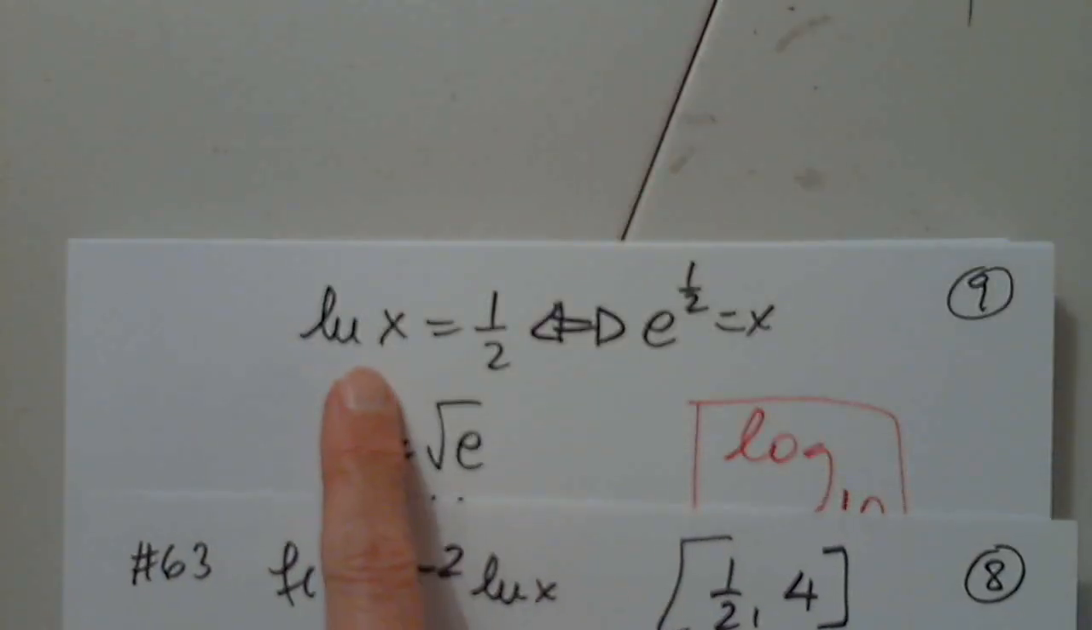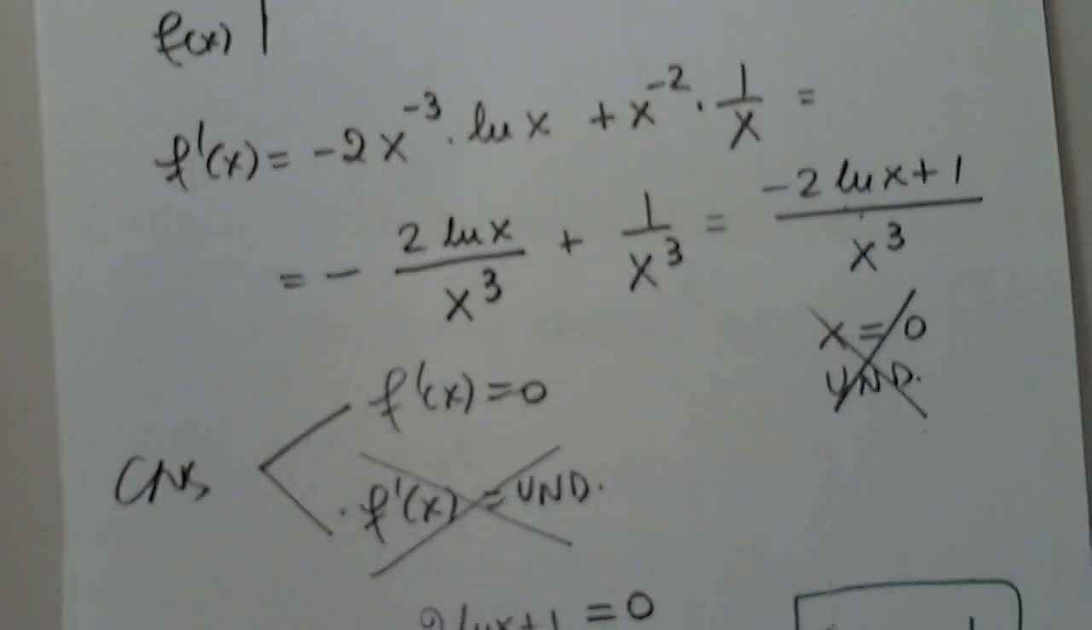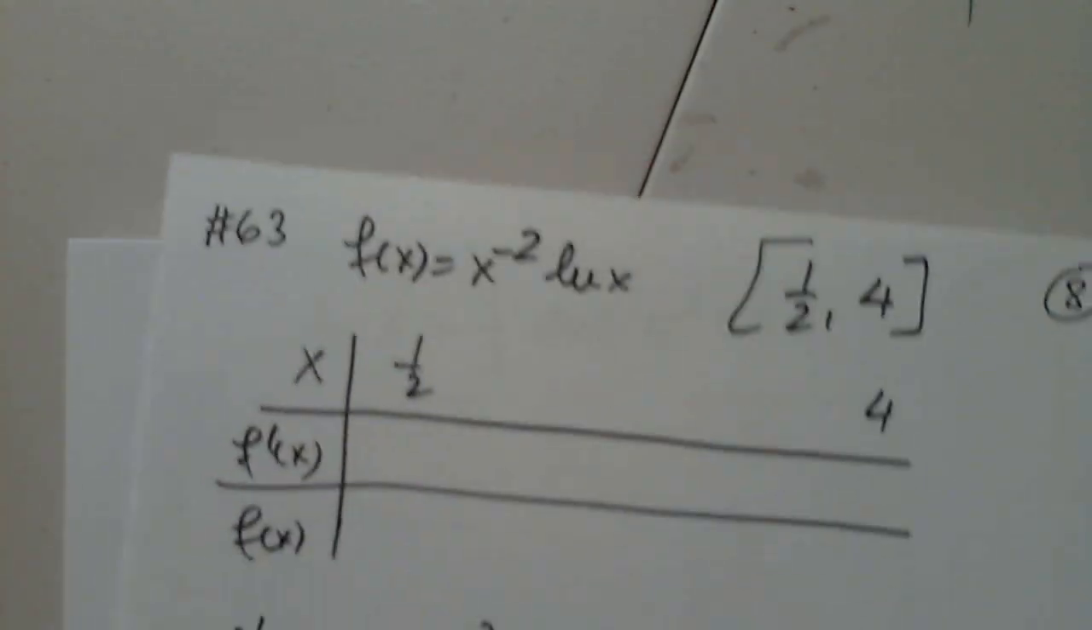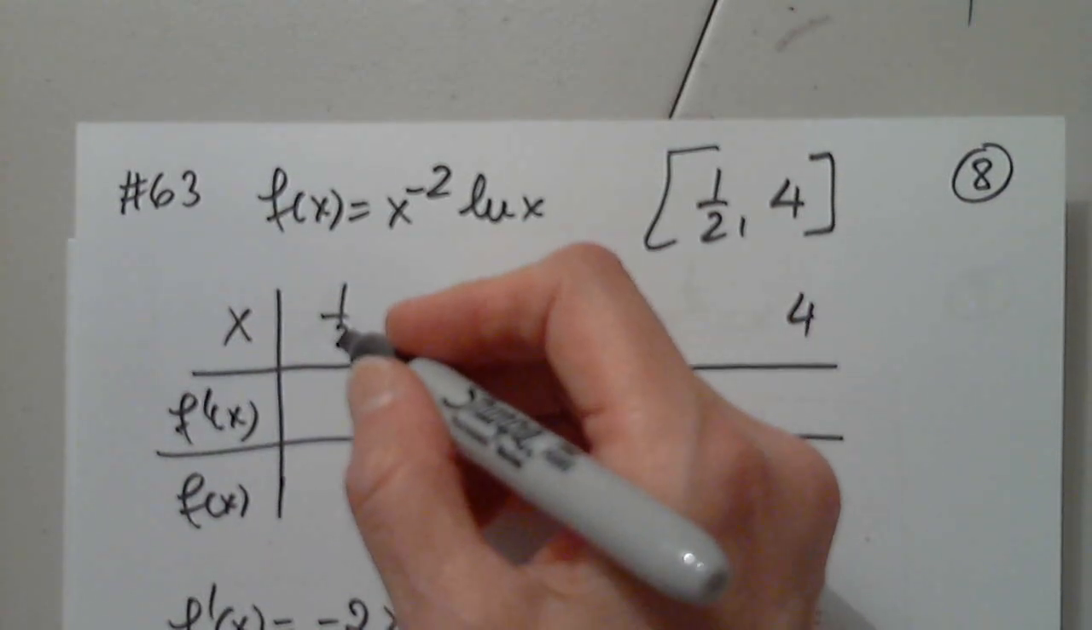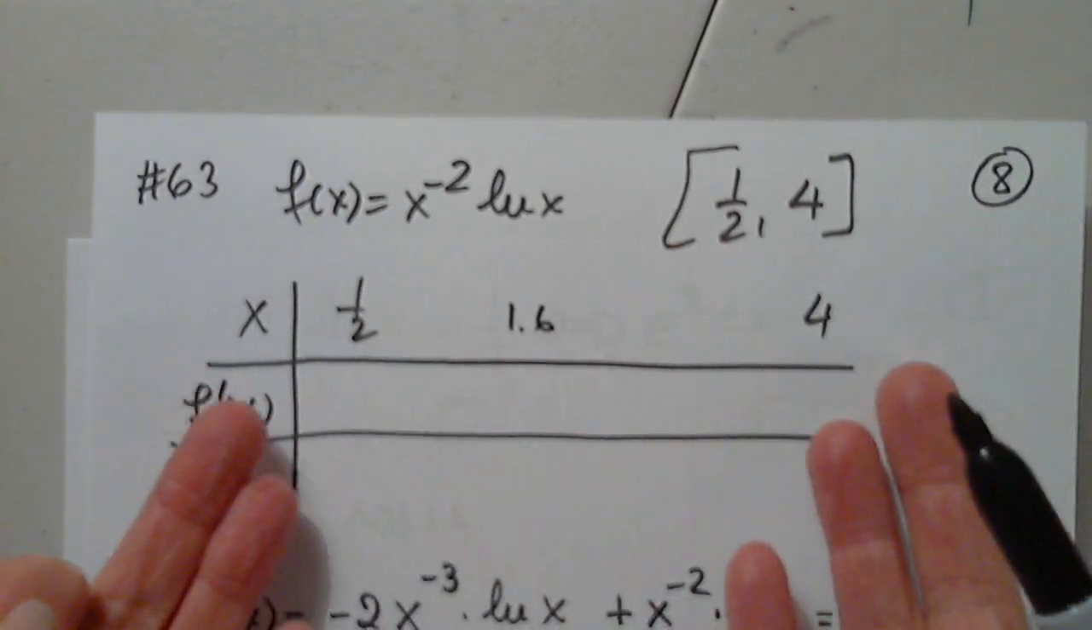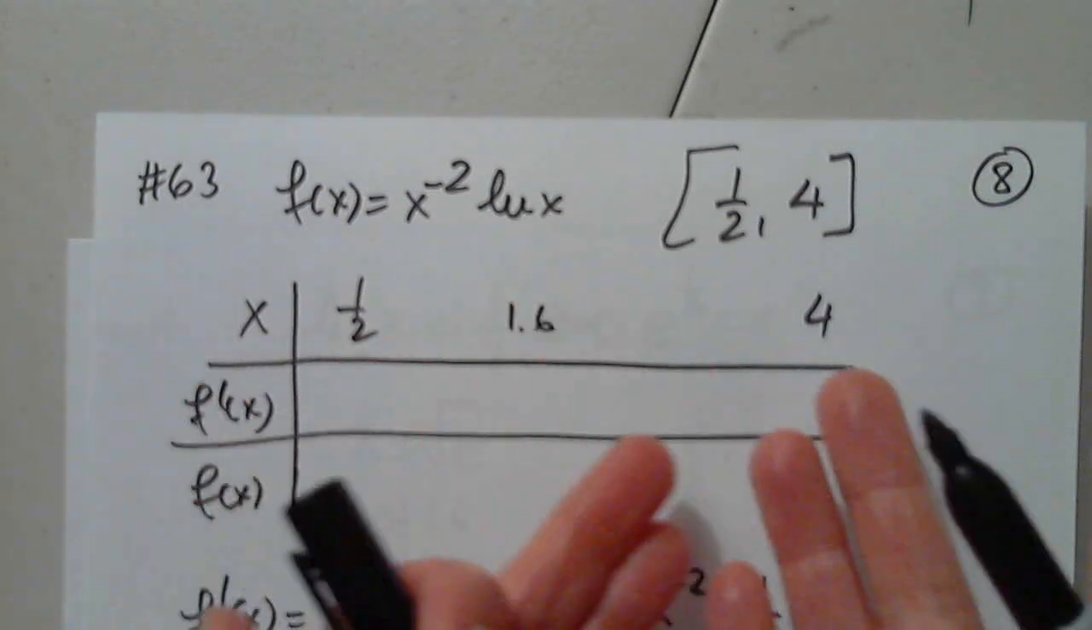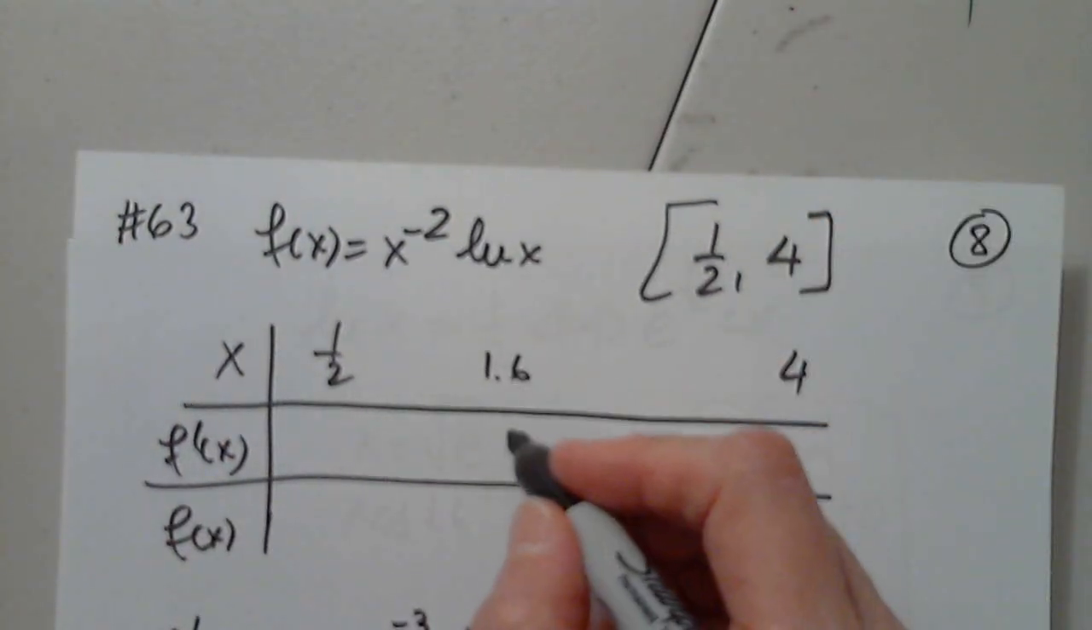So e raised to 1/2 equals x. Perfect. So I have to put 1.6 in the table. Here's 1.6. This is 0.5. 1.6 is right somewhere between 0.5 and 4. I put a 0 here.